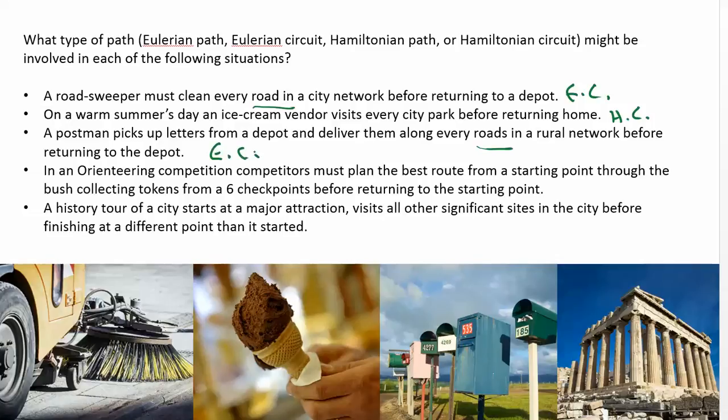The orienteer, best route from a starting point through the bush, collecting 6 checkpoints before returning. We're looking at a Hamiltonian circuit. History tour starts at major attraction, visits all other significant ones before finishing at a different point. That would be a Hamiltonian path because the sites represent the vertices in that instance.